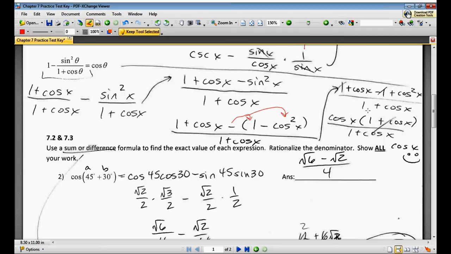And if you don't believe me, try distributing it back in, and you should have cosine x plus cosine squared x. Well, now I have the whole bottom, and I have 1 plus cosine x, and they're the same, so I can cancel them out. So I end up with cosine x.